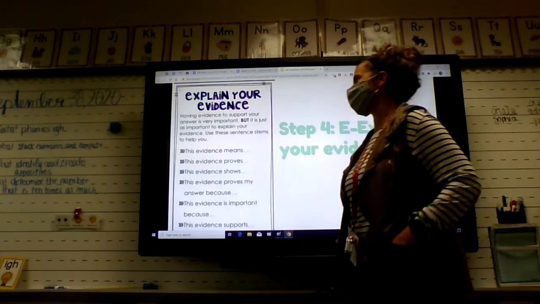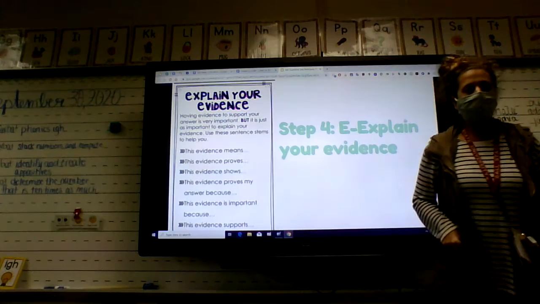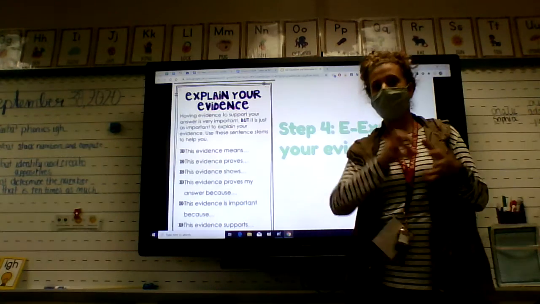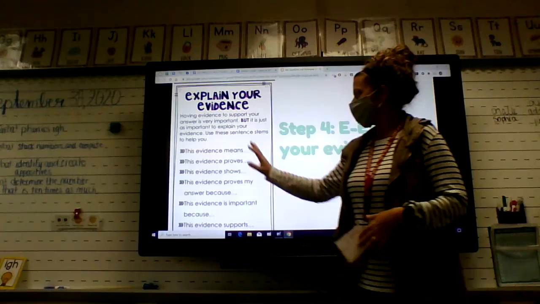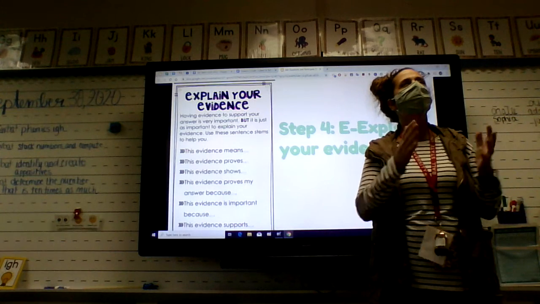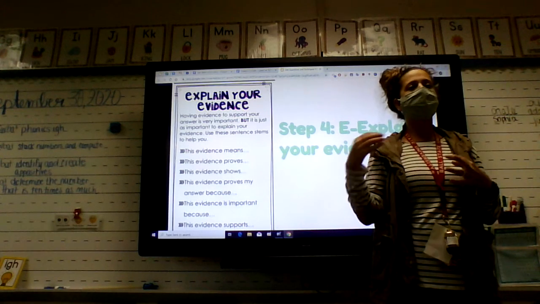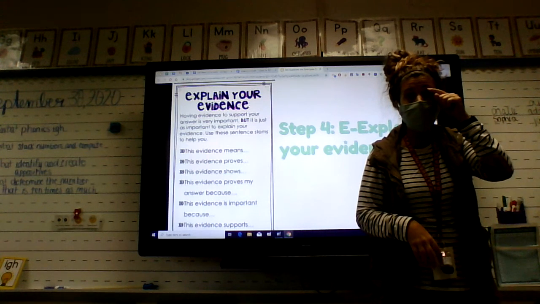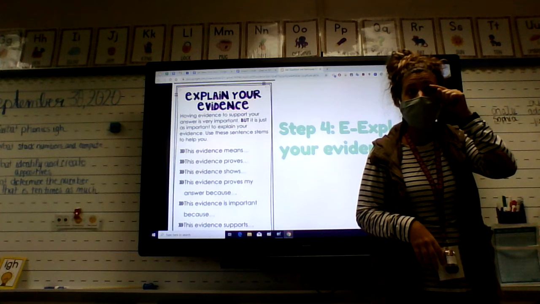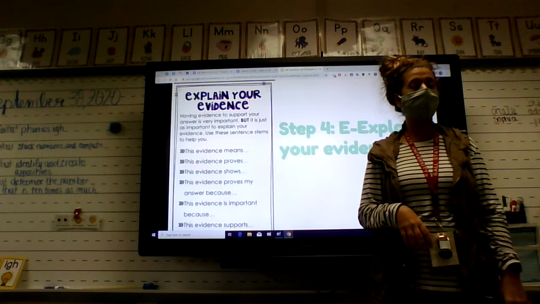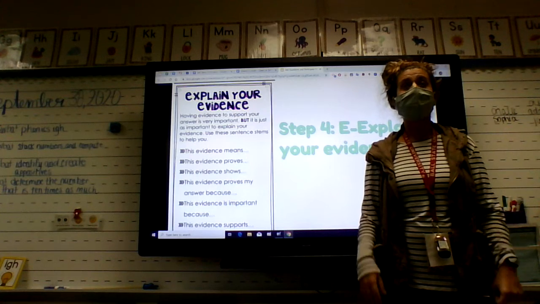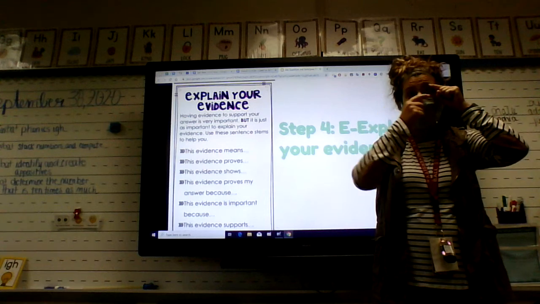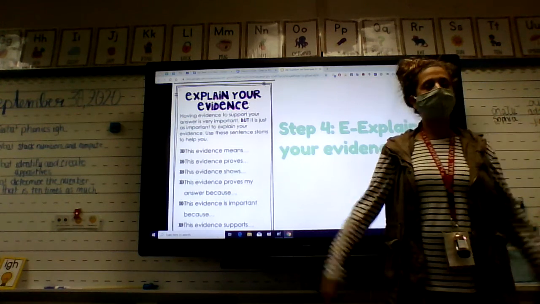And E, explain. So explain means you have your evidence, you cited from the text. Now it's time to put in some of your thought. This evidence means, so I could say, my favorite animal is the hippo because it can see underwater. It can see underwater because it has another layer on its eye that makes it like it's wearing goggles. You know how we can shut our eyes underwater, but you can't see? They have their eyelids and then they have like another layer. It's clear so they can see underwater, like goggles.